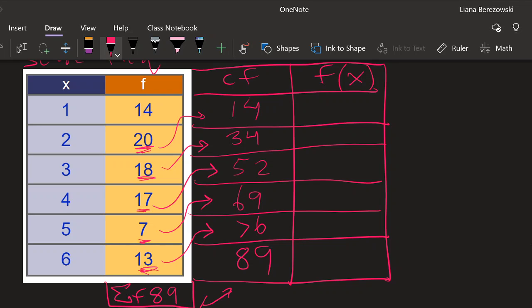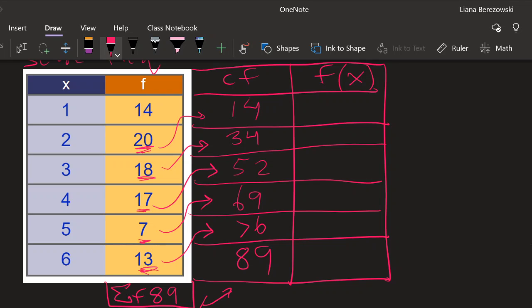Next thing we're going to figure out, we're going to start filling in that fourth column, which is our f of x. Okay. So remember, f of x, in the name, it actually tells you exactly what you're going to do. So you're going to multiply your frequency times your score. So frequency is f, score is x. We're just going to multiply them together.